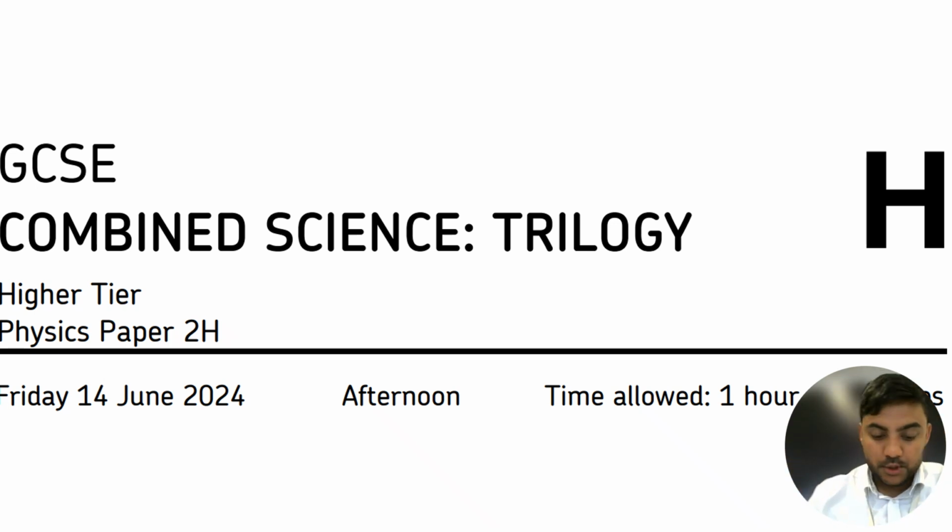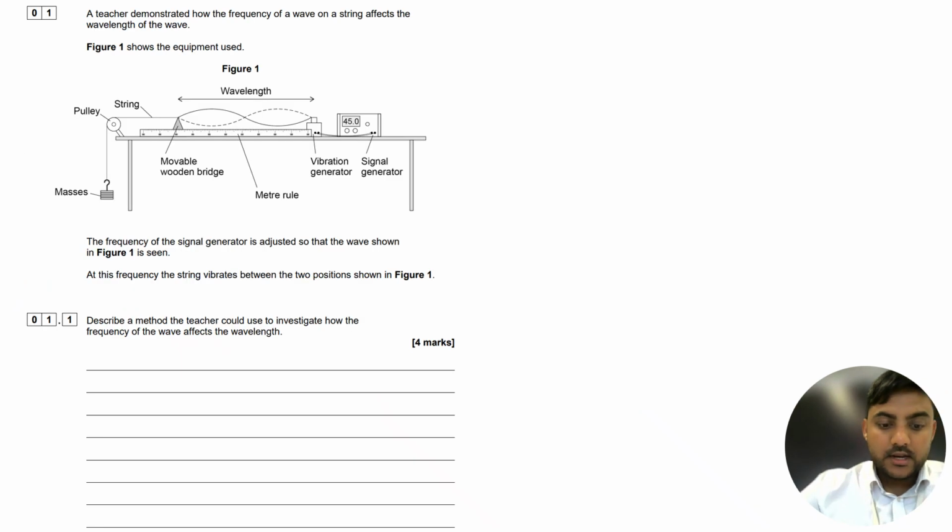Trilogy Physics Paper 2, Higher. First question. A teacher demonstrated how the frequency of a wave on a string affects the wavelength of the wave. This is the setup that they use.